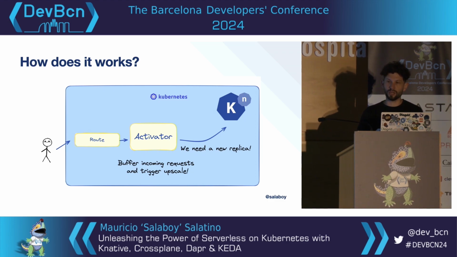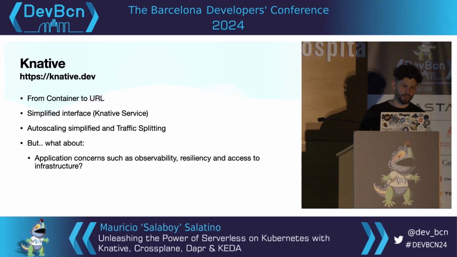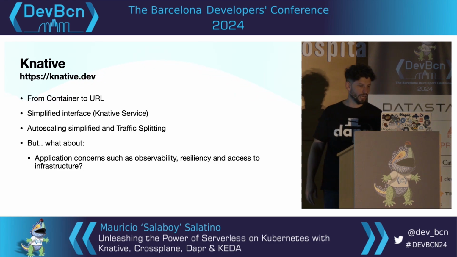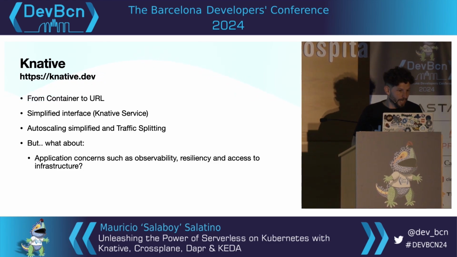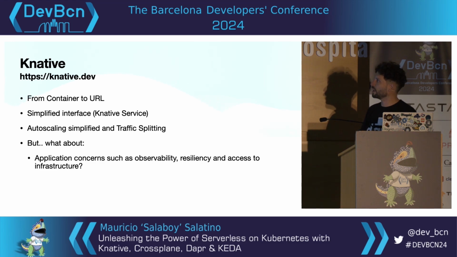When you do that, you wait for a second. That's why we waited at the beginning, because we didn't have any replicas of the function. The activator kicks in, creates a new replica, and then you have a replica serving your traffic. The main idea from Knative, just to go back on track, and let's go faster to the next one, is to go from container to URL.